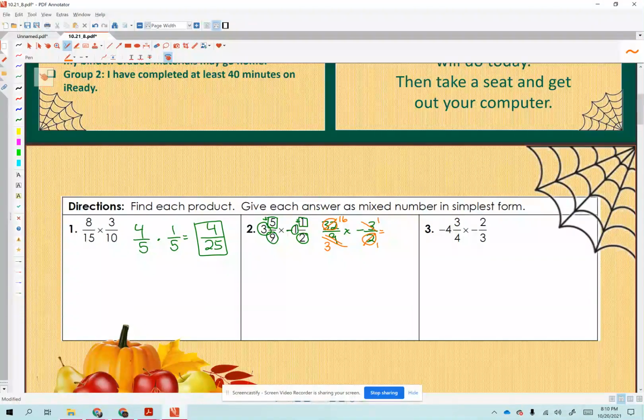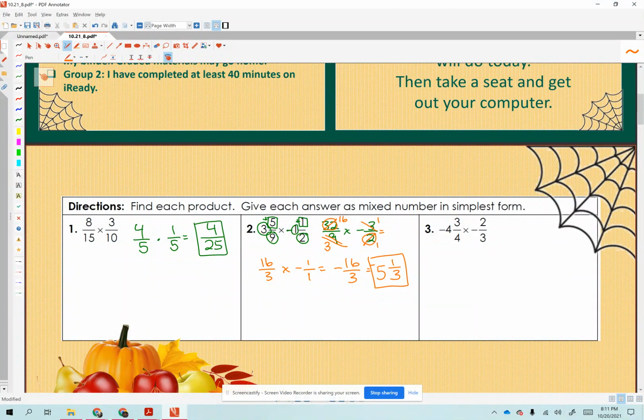Now it's much easier to multiply across. We have 16/3 times negative 1/1, which would give me negative 16/3. Then I simplify that by dividing negative 16 by 3, which goes 5 times with 1/3 left over. So negative 5 and 1/3 is my final answer.